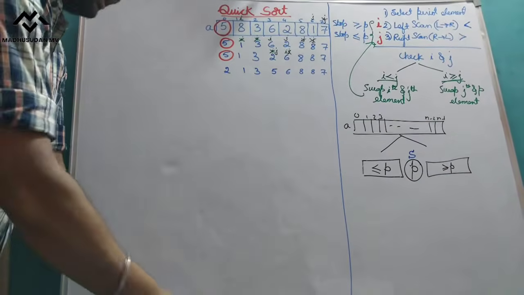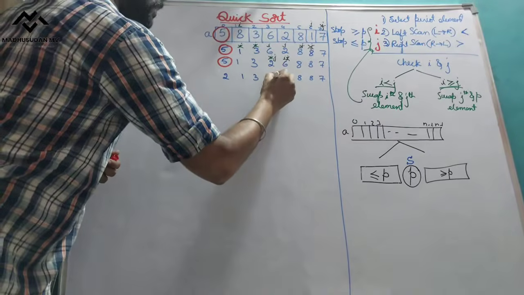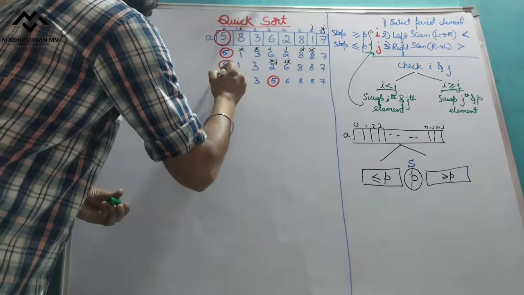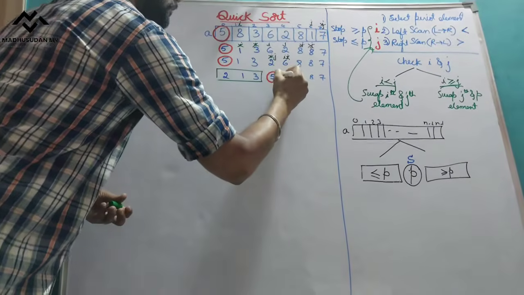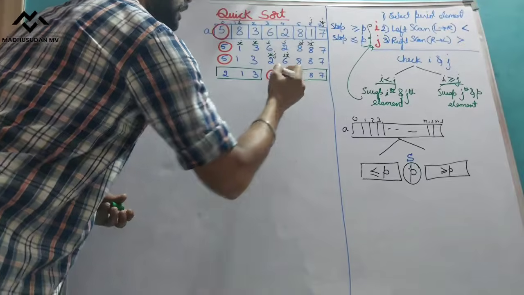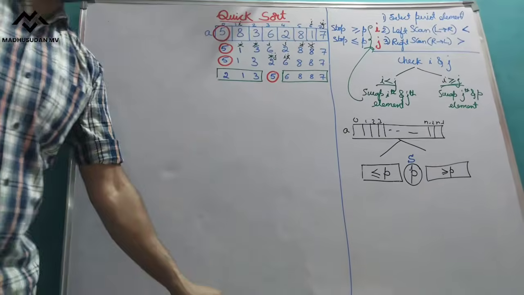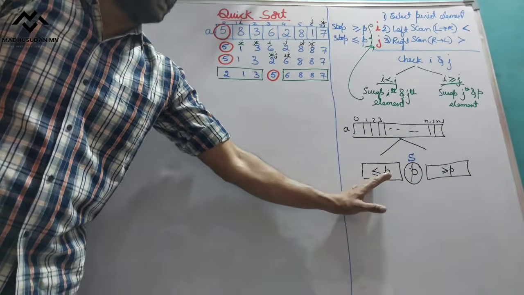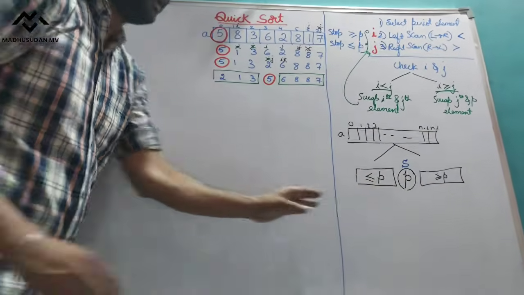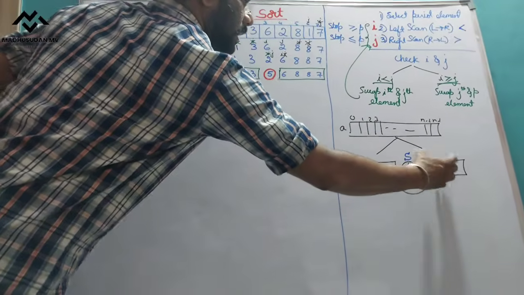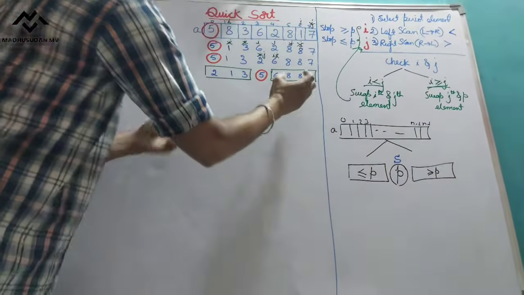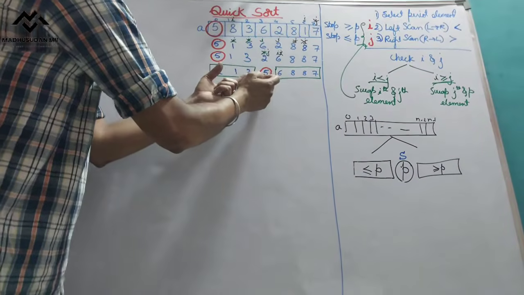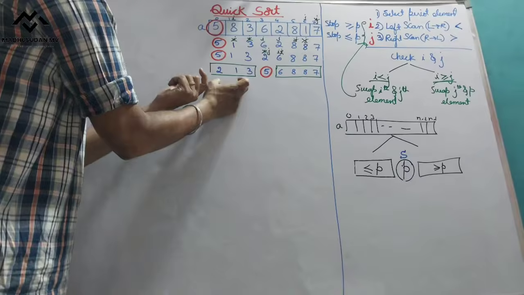Now after that, if you observe, this is my pivot element, and this is my left subarray, this is my right subarray. What is the basic principle of quicksort? We need to place all the lesser elements towards the left of the pivot element, and keep all the greater elements towards the right of the pivot element. We did that. All the elements greater than 5 are on one side, lesser than 5 we kept on one side.